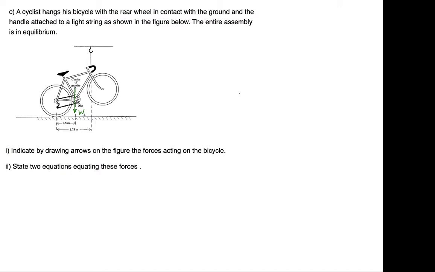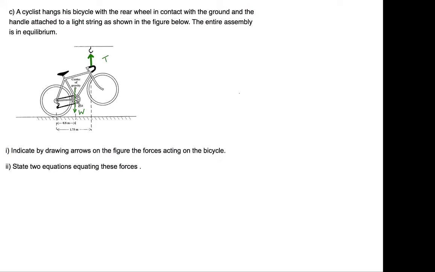The next one is the tension in the string. So this is a piece of string, they said, and we mentioned that the tension in the string always pulls, it never pushes. So it pulls on the bicycle like this. So this is the tension here. So this is the tension. Call this T.